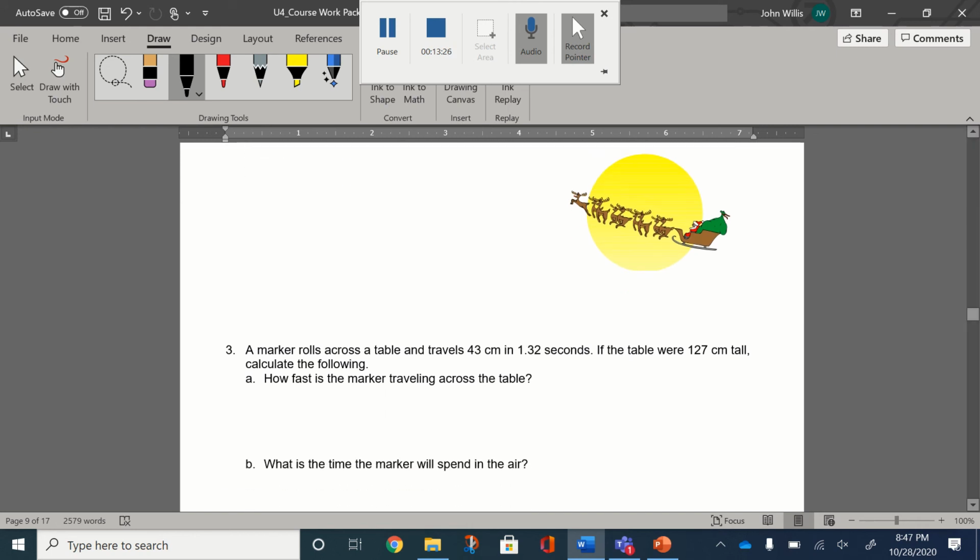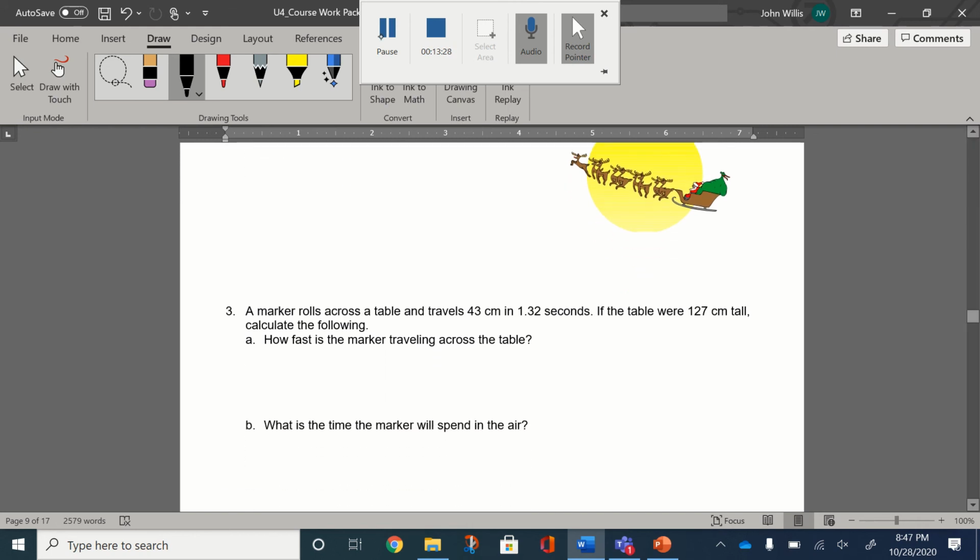Number 3, this one's going to be a demo that I'm going to do in class. I'm going to record it for you guys on Friday, for those of you who aren't going to be here. We are going to use these 2 values, and I'm going to get rid of the question that was like this on the exam because we're obviously not doing the lab. You're going to use this 43 centimeters in 1.32 seconds to find your horizontal velocity.